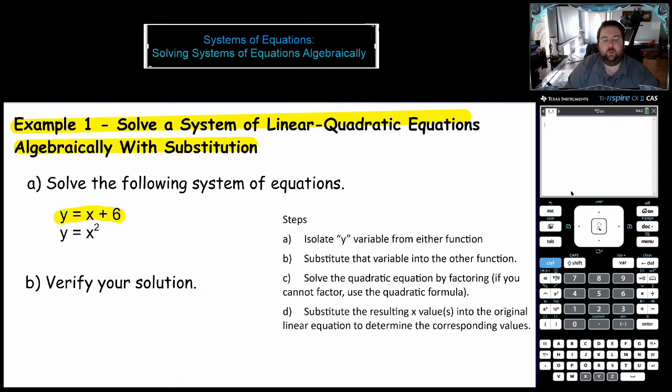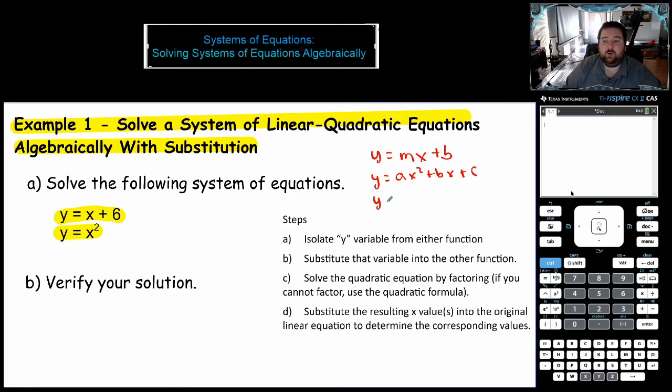The first one is y equals x plus 6. This is a linear equation. How do I know that? It's in the form y equals mx plus b, where m is the slope and b is the y-intercept. We also have this equation here, y equals x squared. This is my quadratic equation. How do I know that? Well, this equation is in the form y equals ax squared plus bx plus c, where in this case our b value is 0, our c value is 0, and our a value is 1. So it's the most basic quadratic equation that you could possibly have.